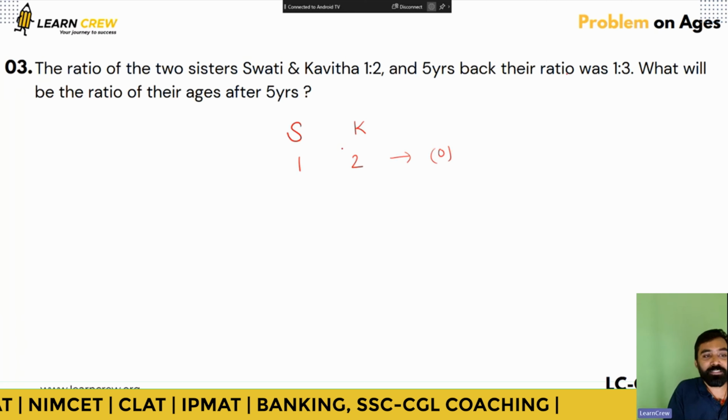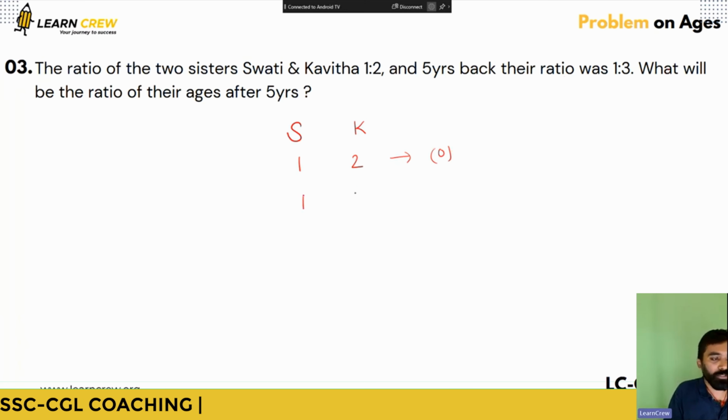Fine. And 5 years back their ratio was 1 is to 3. It is 5 years back. 5 years back to minus. What will be the ratio of the ages after 5 years? Okay. That is what the given question is.